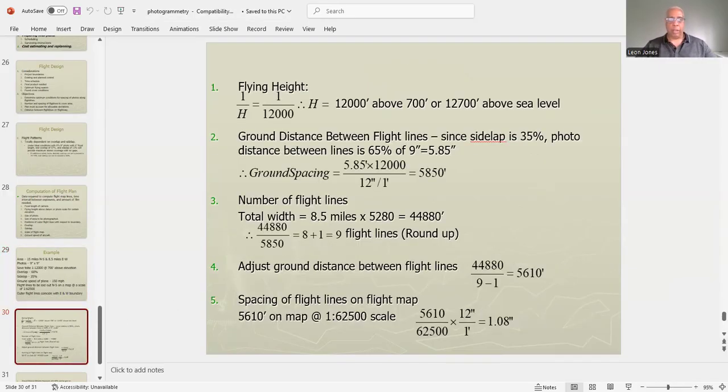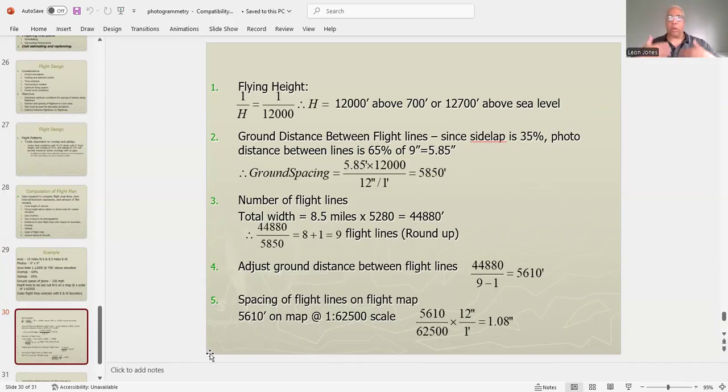Well, here you have the flying height. You have H equals 12,000 above 700 feet, or 12,700 feet above sea level. Then you have the ground distance between flight lines, since side lap is 35%. Photo between lines is 65% of 9 inches, and you get 5.85 inches. And then you put that into the ground spacing formula.